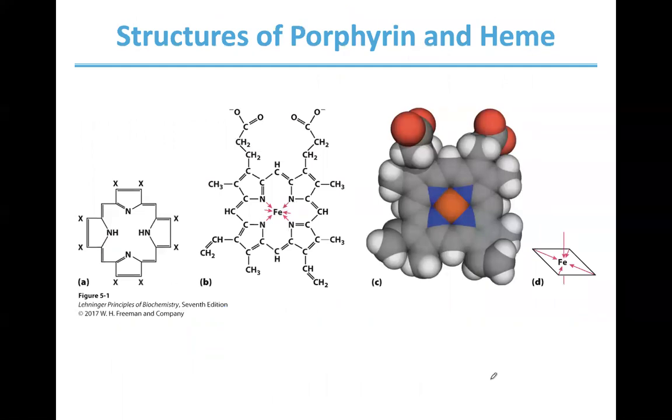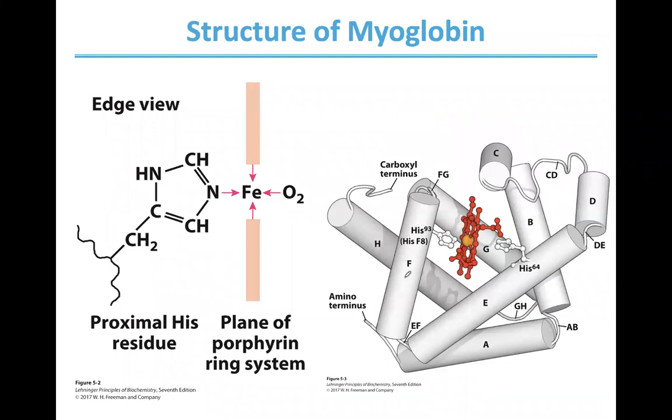So we already looked at this structure. And so you can see this is the plane of the porphyrin ring system, right? So we're going to be looking along it. So this plane is actually perpendicular to the plane of the screen. So here's the imidazole of the histidine. So sometimes this histidine is known as a proximal histidine, right? Remember, it's F8. Histidine F8. And on the other side, that's where the oxygen will come in, right? And will be either stored or transported by myoglobin or hemoglobin.